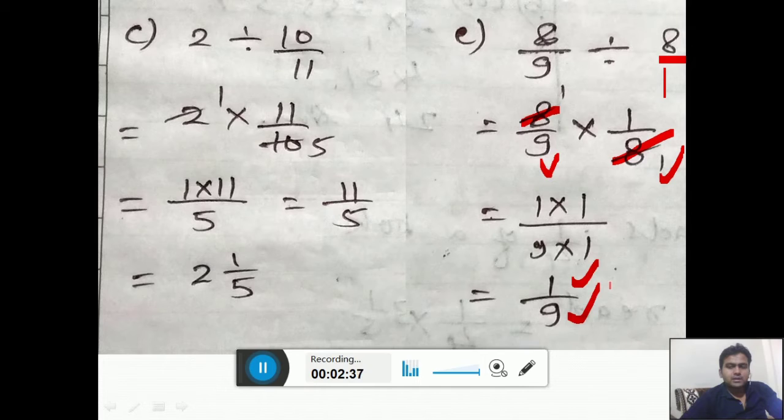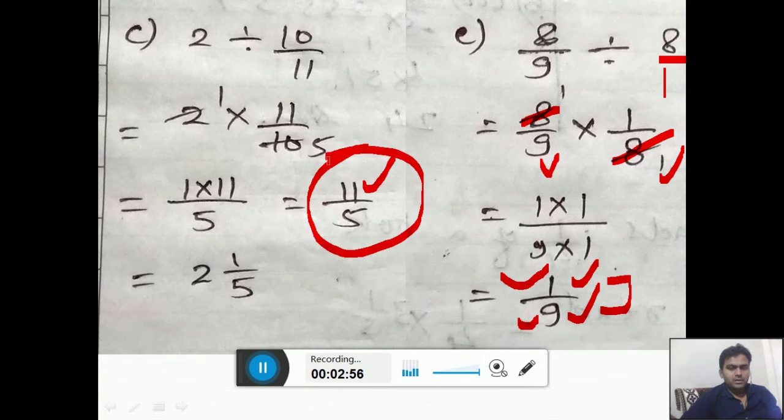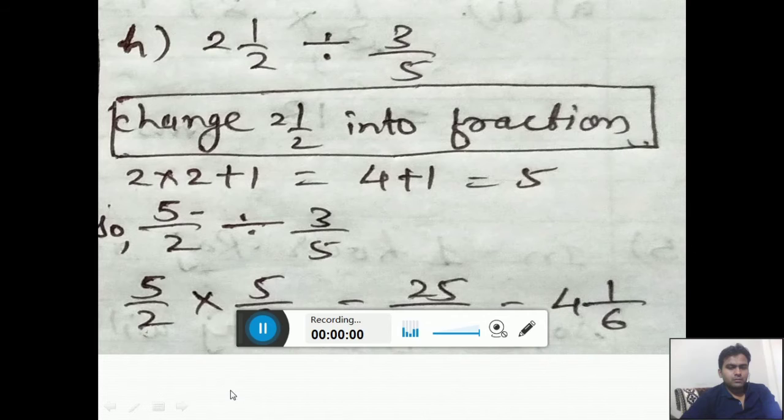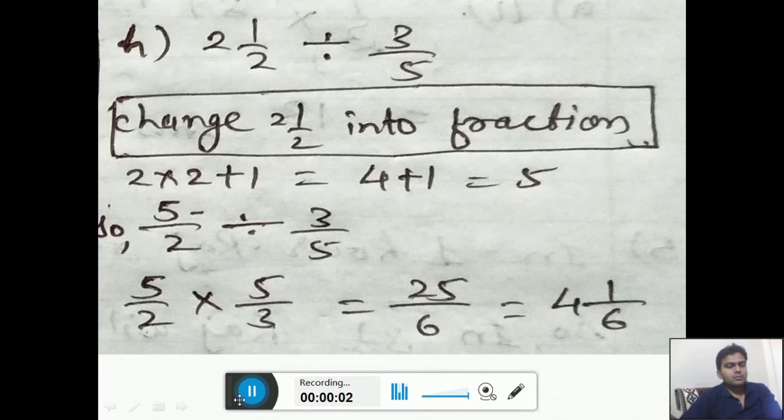Now this fraction cannot be changed into a mixed fraction because here the numerator is less than the denominator. We have to change the fraction into a mixed fraction when the numerator is bigger, and see in this question, 11 upon 5. So that is your answer. Next question, 2 complete 1 upon 2 divided by 3 upon 5.